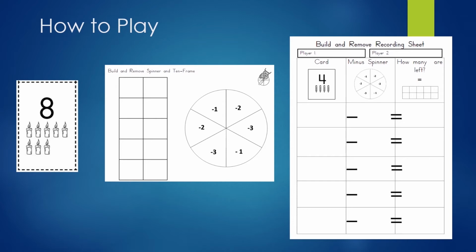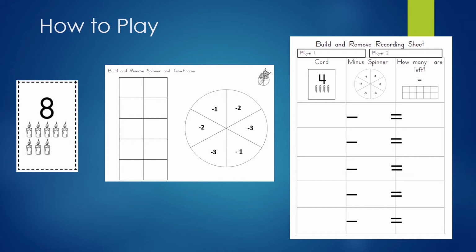Now, you must use your counters to build the number on the card inside the 10 frame. If I use my Fruit Loops to build 8, will I fill the whole 10 frame? Will I fill one full column? If I don't fill the whole frame, how many empty frames will there be?